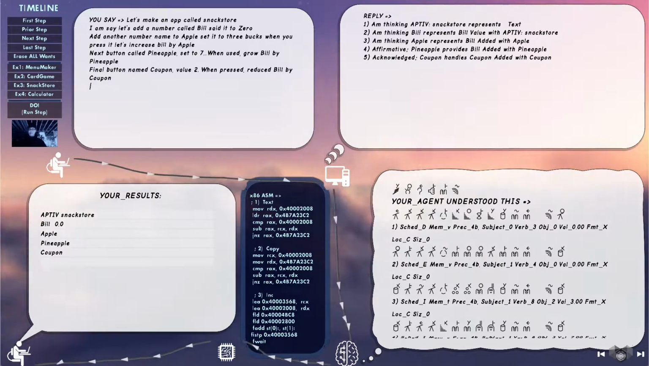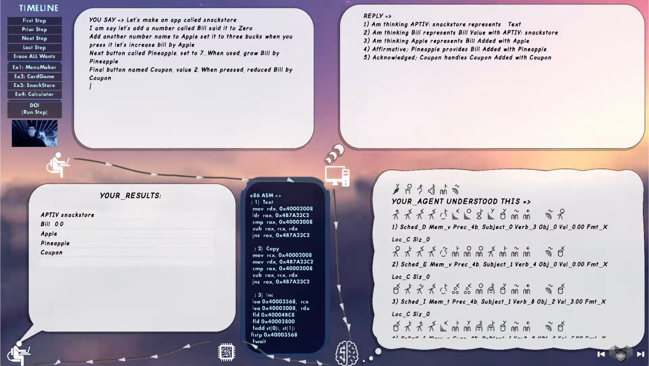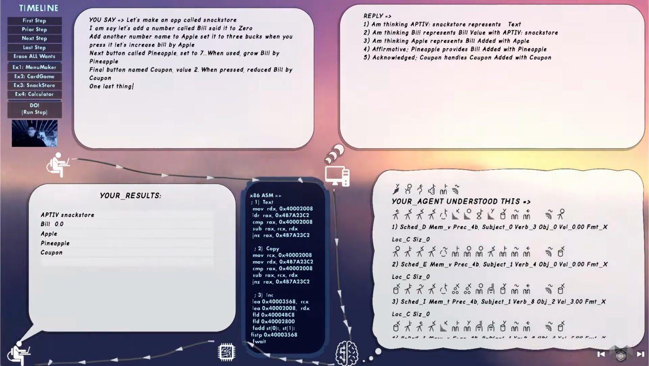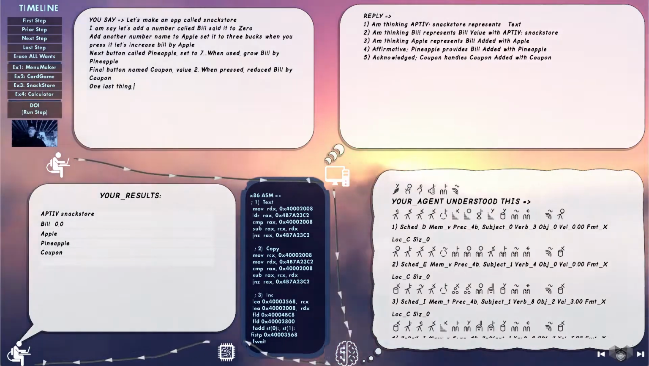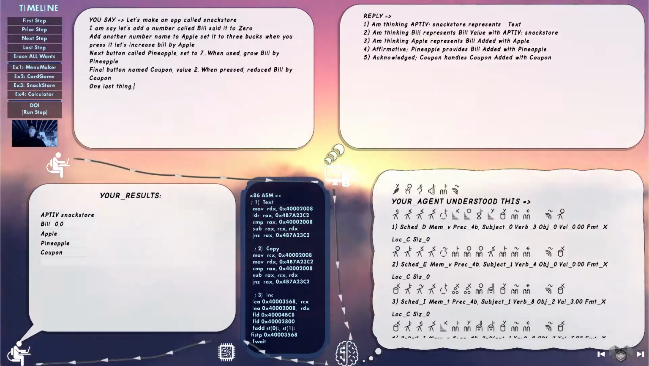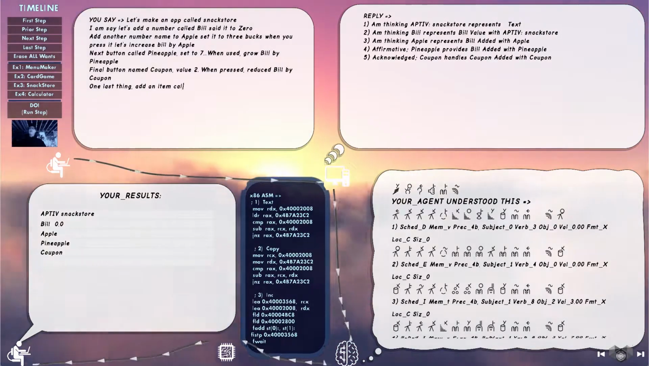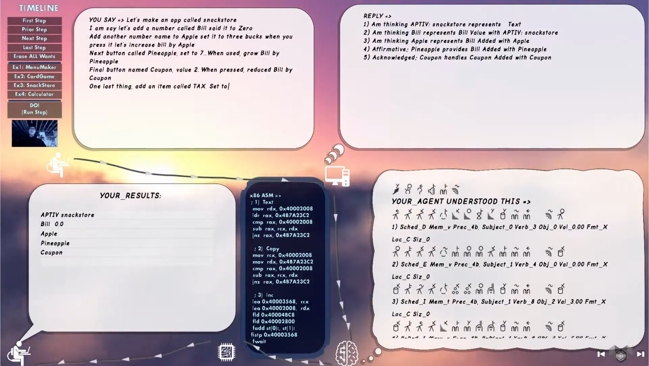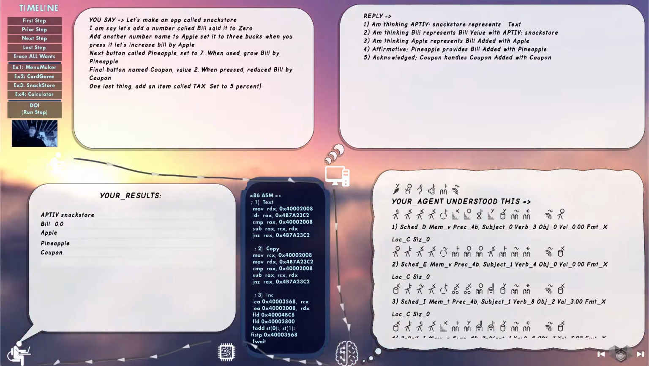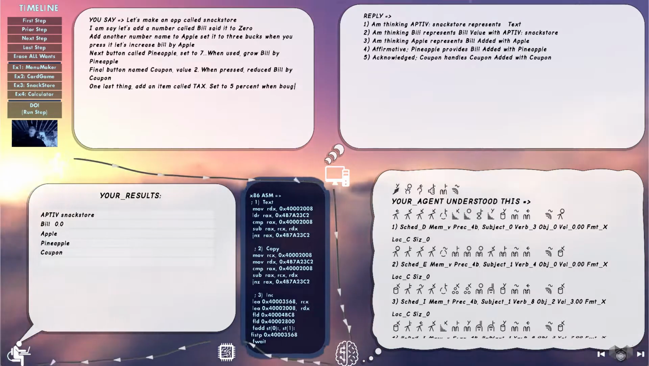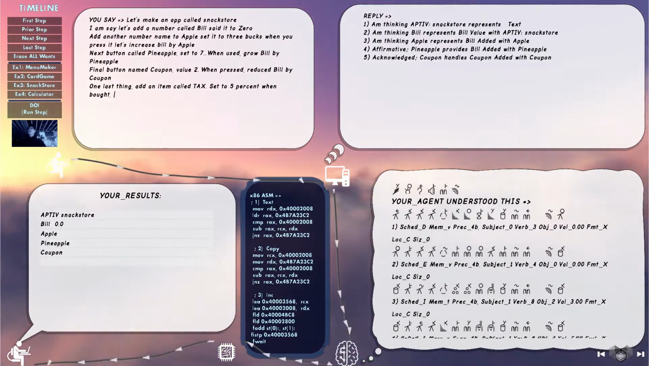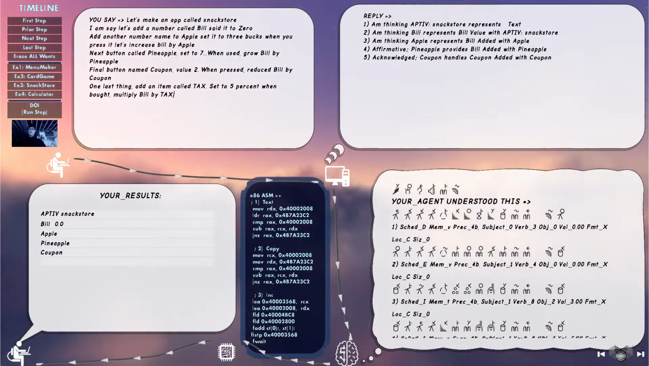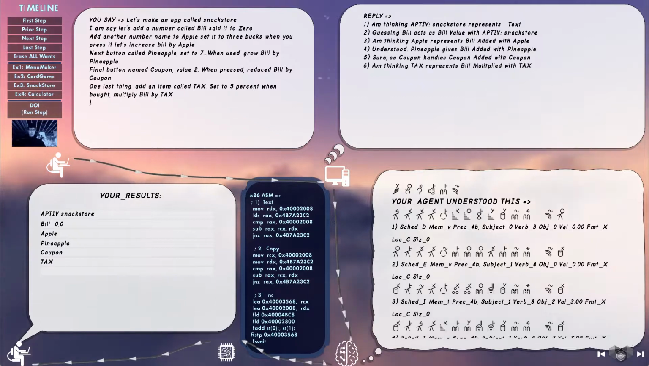Let's add tax, because there's very few sales places in the world that avoid that. So one last thing. So we have some sloppy English that's going to be parsed into a different symbol down here. Add an item called tax. Let's give it full caps. Set to 5%. When bought, multiply bill by tax. All right, let's try that out.